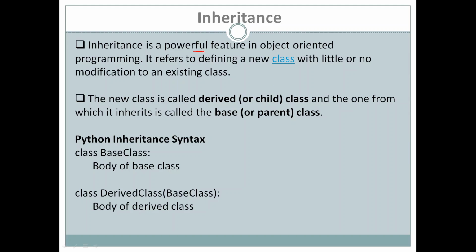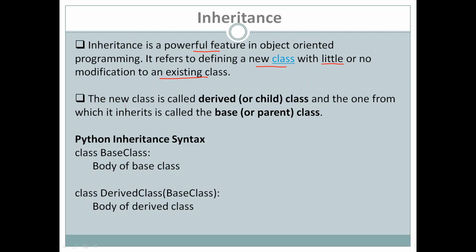Inheritance is a powerful feature of object-oriented programming. It refers to defining a new class with little or no modification to an existing class. That simply means we can define a new class from an existing class, and the new class includes all the properties of the existing class, as well as its own properties.